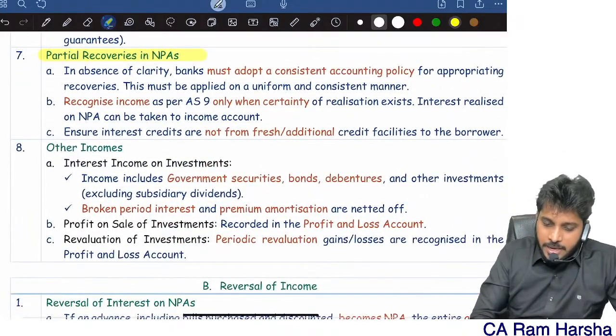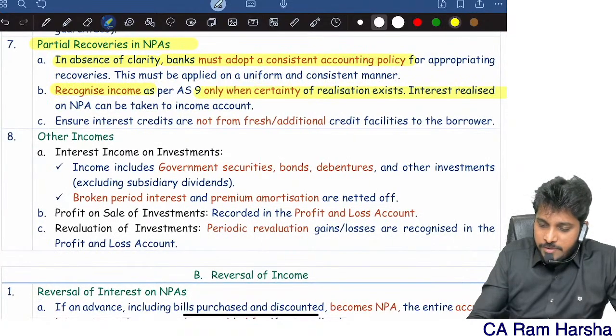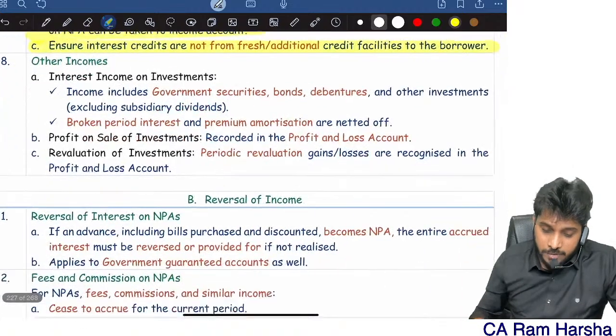Partial recoveries in NPA. In the absence of clarity, the bank must adopt a consistent policy. Recognize income only when certainty attaches. Ensure that the interest is not from any fresh loan given.